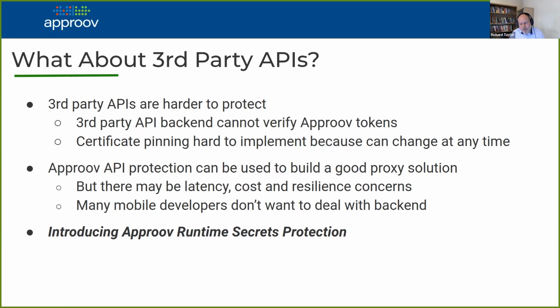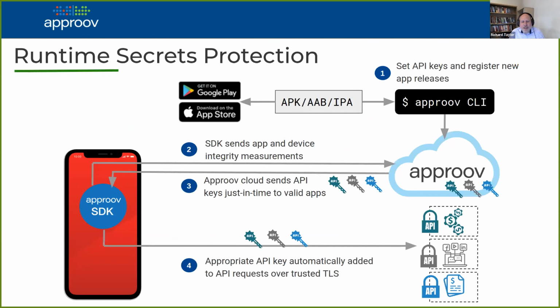And also, we find that there are various mobile apps out there which essentially have no custom backend. They're all using third-party APIs, and therefore, the mobile app developer doesn't necessarily want to deal with the backend aspect at all. So this is why we've introduced this Approve runtime secrets protection. So this is a slightly different model of using Approve. It has all the same protections, so all the things we're checking for are exactly the same.